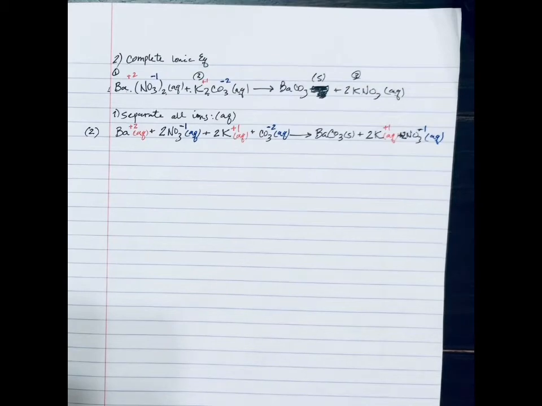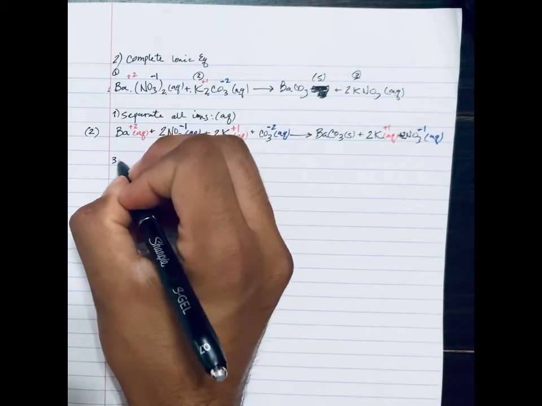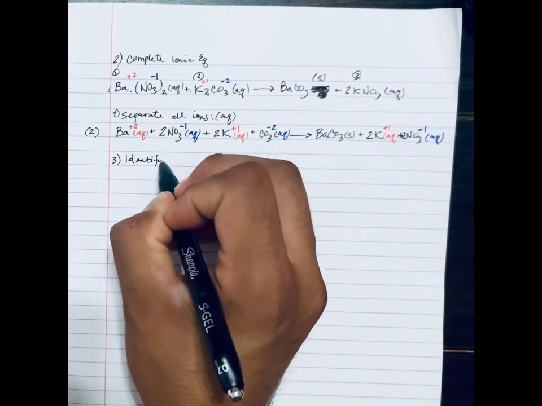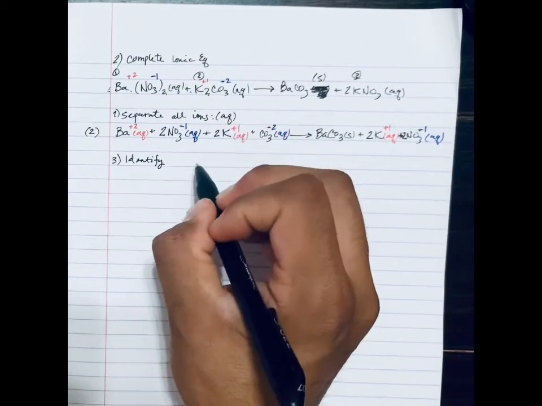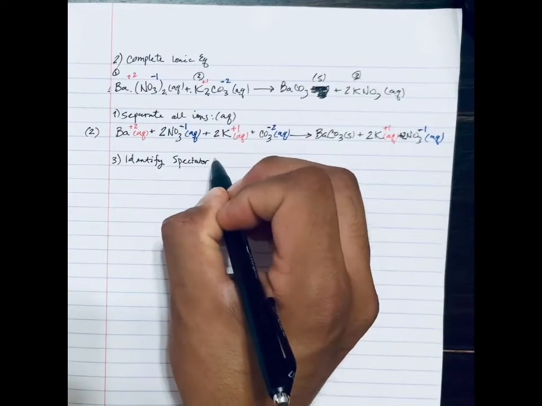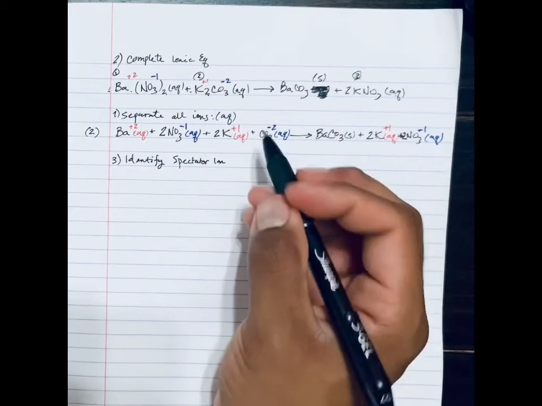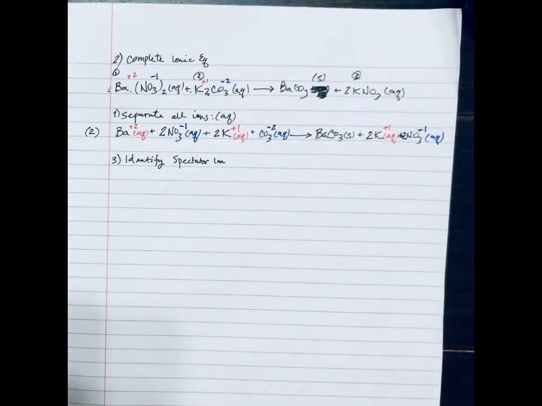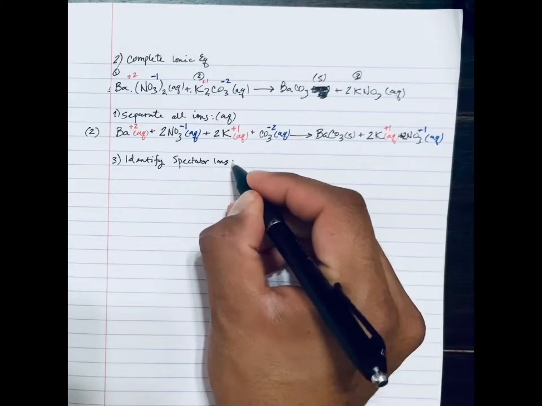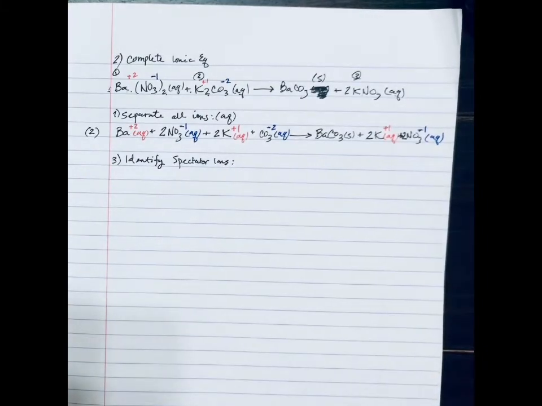The next thing you want to do is you want to identify your spectator ions. So what does a spectator do? It just watches, but it does not partake. For example, fans at a basketball game or NFL game, they don't partake in the sport, they're just observing and watching. Same thing with these spectator ions. They don't partake in the reaction, they're just observing.